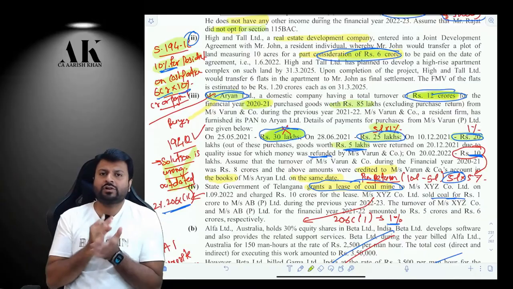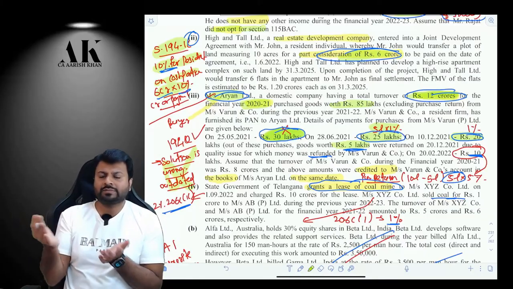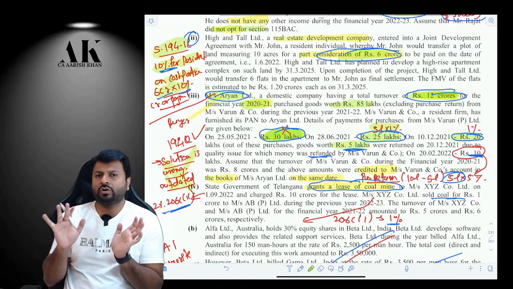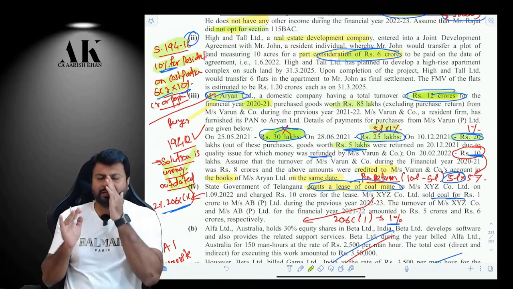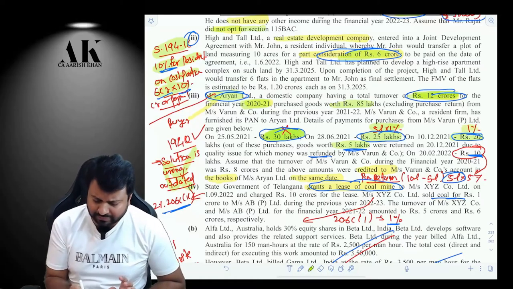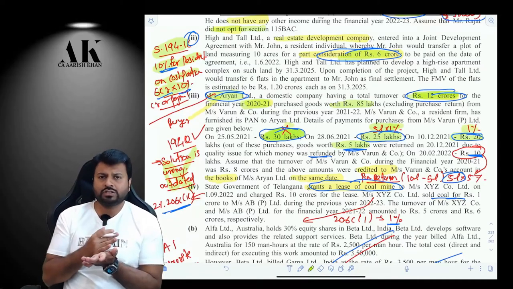So, there is a CBDT circular on that. As of now, I will deduct on 20 lakhs, because when I am paying the amount, I did not know that I will return that particular goods later on because of some reason. So, now I will deduct TDS on 20 lakhs at the rate of 0.1%. It is not 1%, it is 0.1%, everyone. Sorry. So, I will deduct TDS at 0.1% on 20 lakhs.